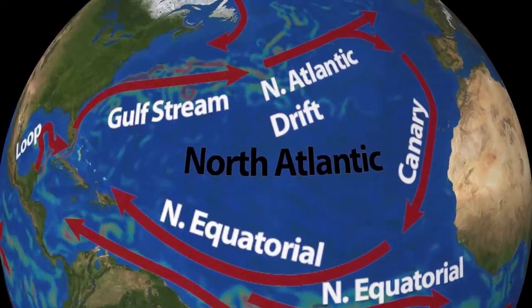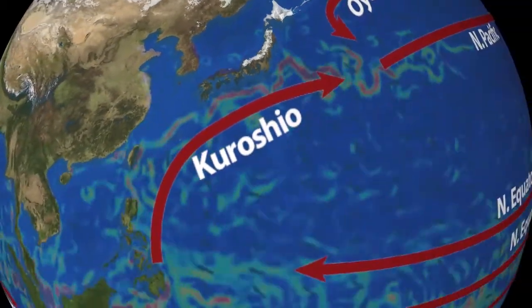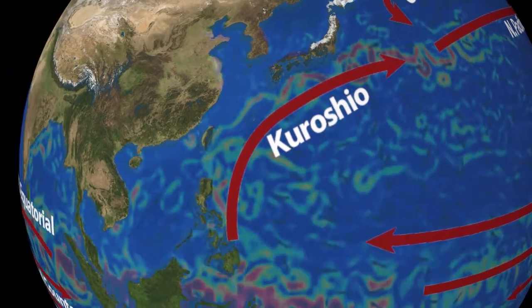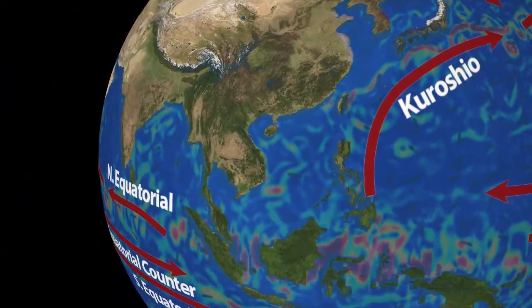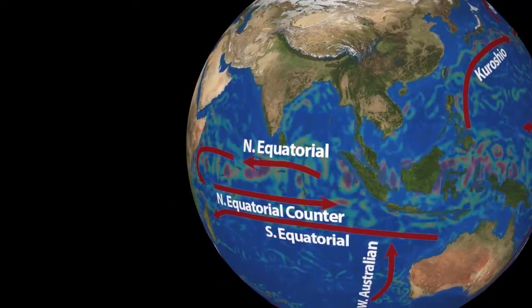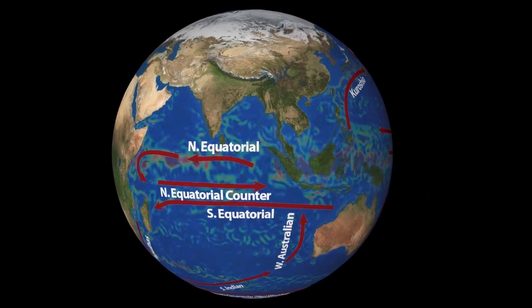For example, the Gulf Stream is the dominant western boundary current in the North Atlantic, while the Kuroshio is the dominant western boundary current in the North Pacific. The Brazil Current and the Eastern Australia Current are the dominant western boundary currents in the South Atlantic and South Pacific. The Agulhas Current is the dominant western boundary current in the Indian Ocean.